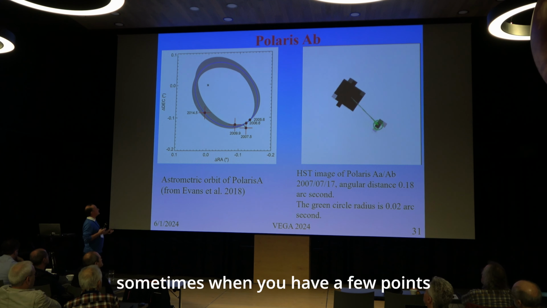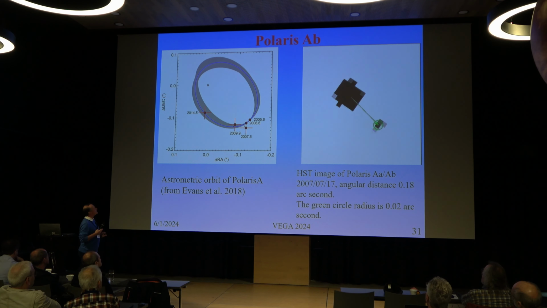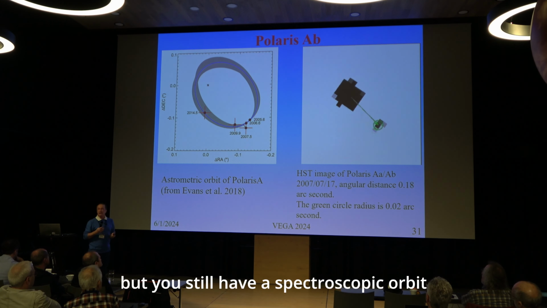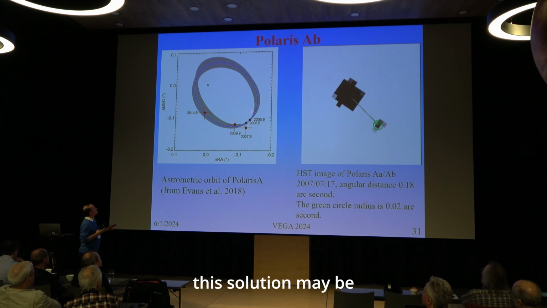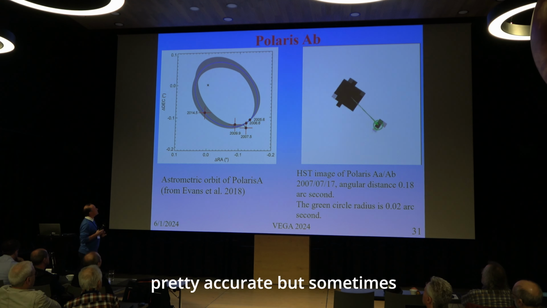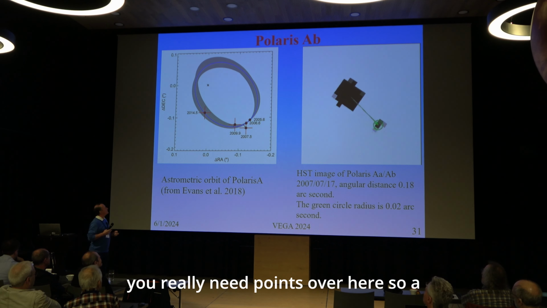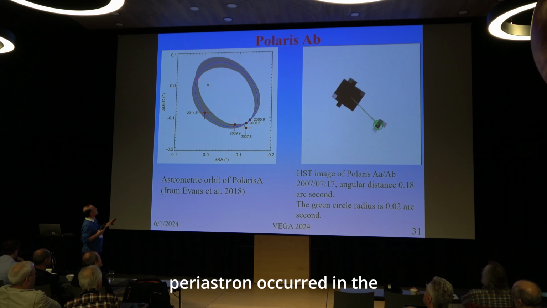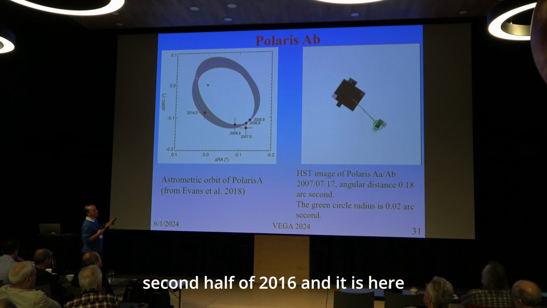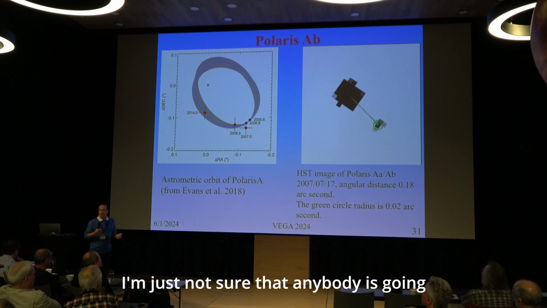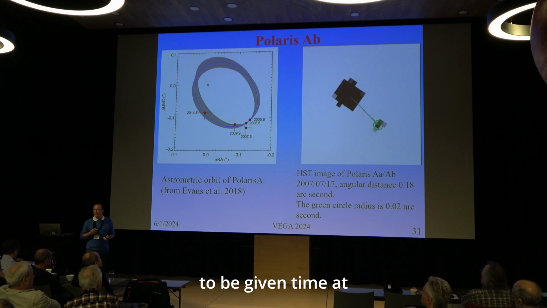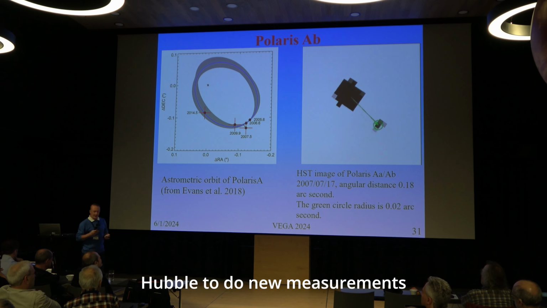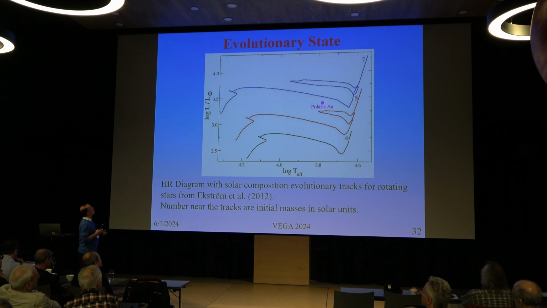Sometimes when you have a few points but you still have a spectroscopic orbit, this solution may be pretty accurate, but sometimes you really need points over here. So a periastron occurred in the second half of 2016, and it is here. I'm just not sure that anybody is going to be given time at Hubble to do new measurements.